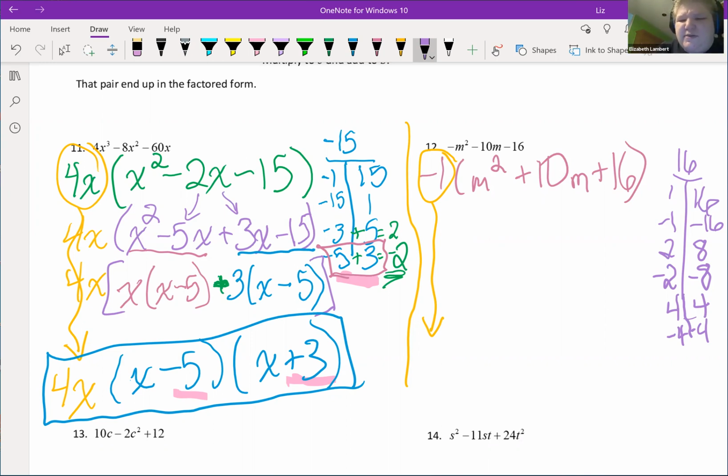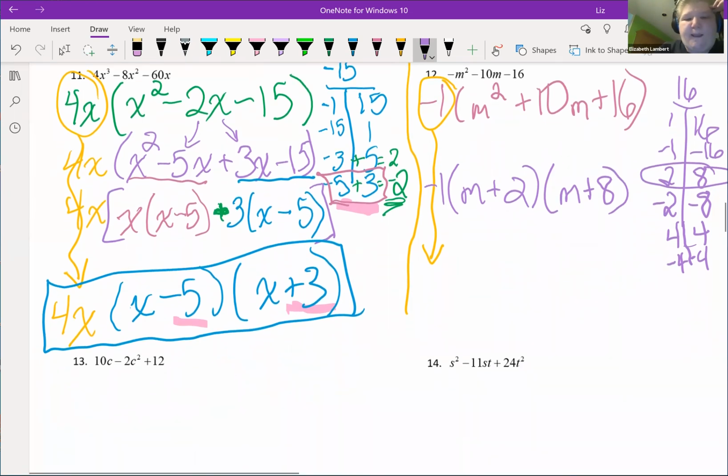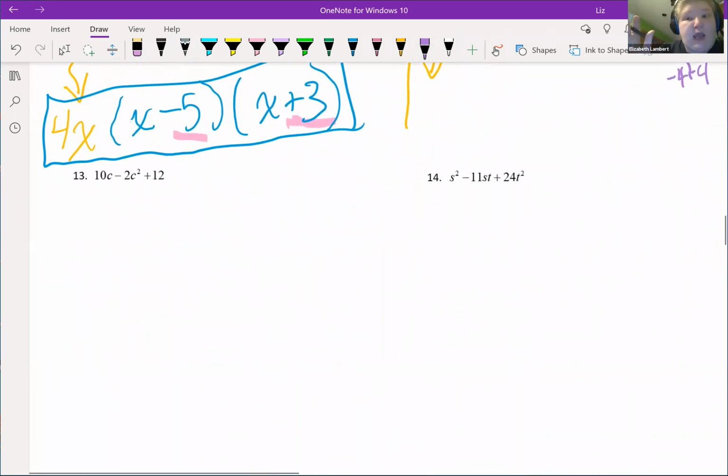Alrighty, so here, positive 10, there's our pair. I'm just gonna skip straight to the answer. M plus 2, M plus 8. Because the idea is if you can find the pair, answer. Find the pair, answer. Later on, we're gonna find the pair, we'll do the AC method with it because it's not gonna directly equal the answer. It will get us to the answer. But on these, it works.